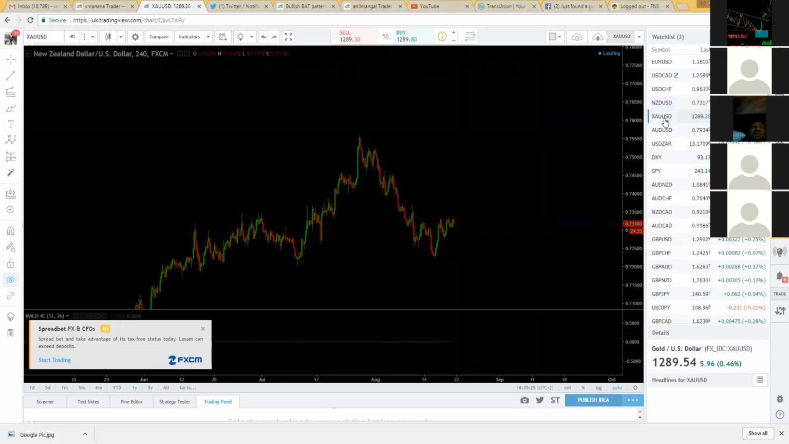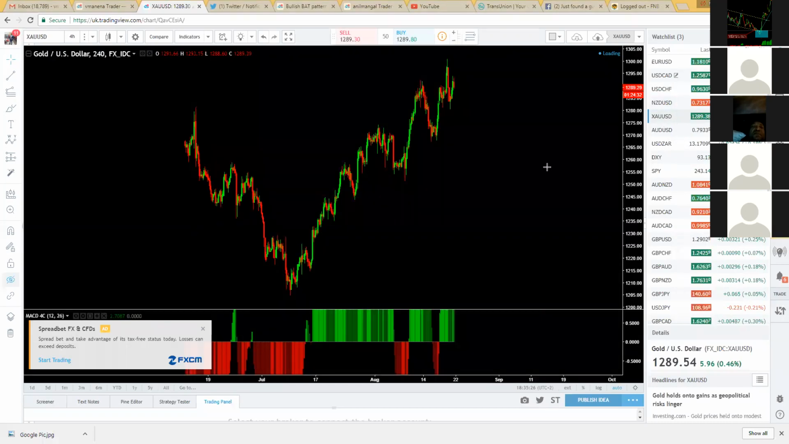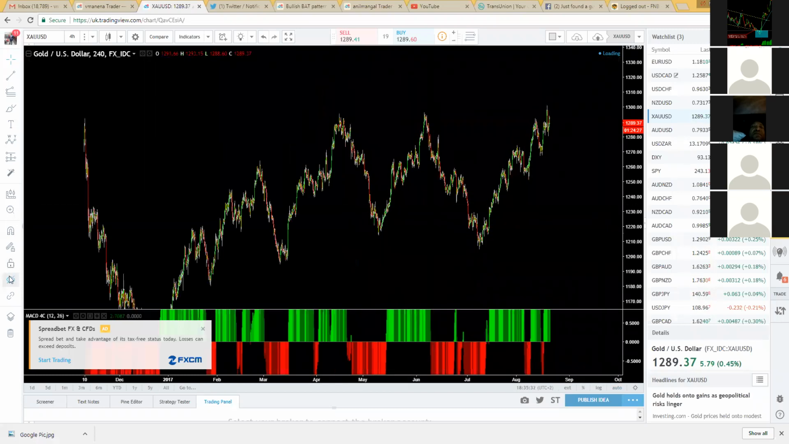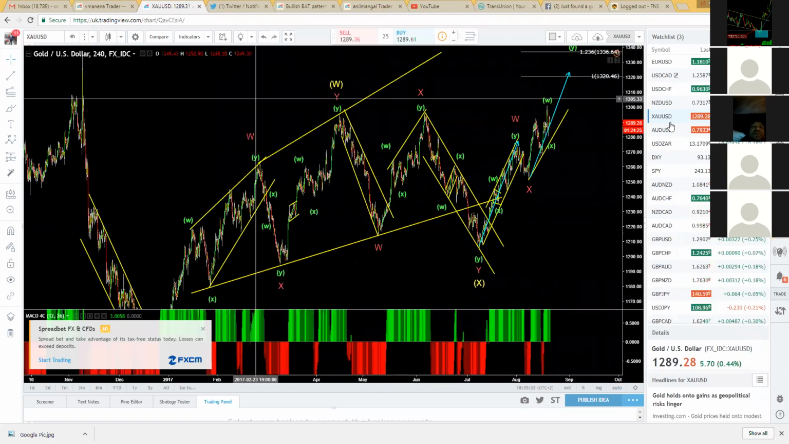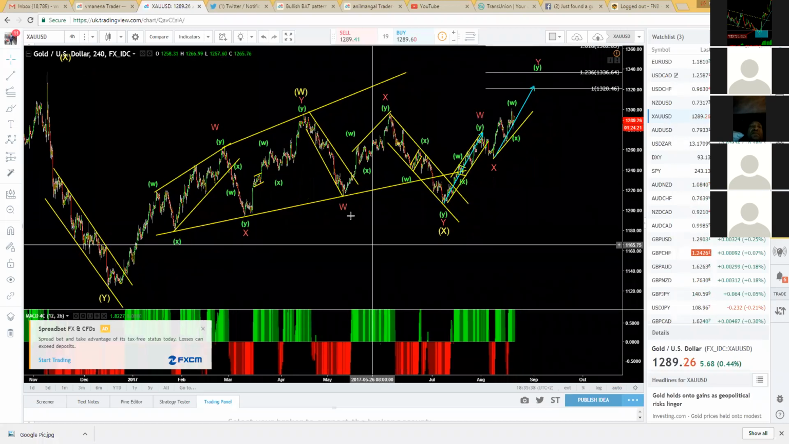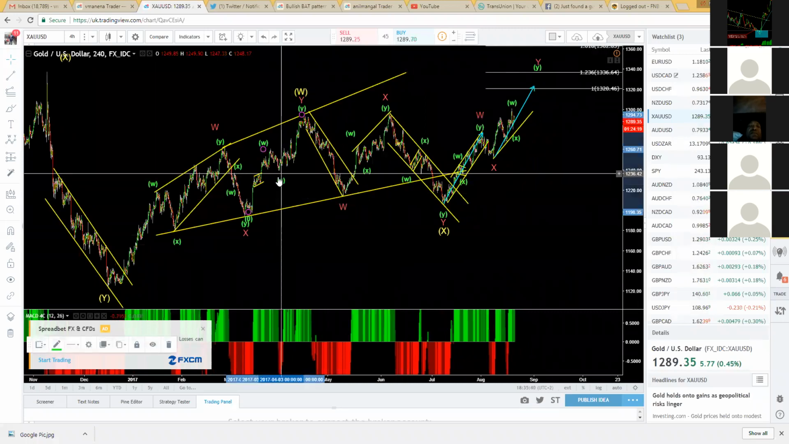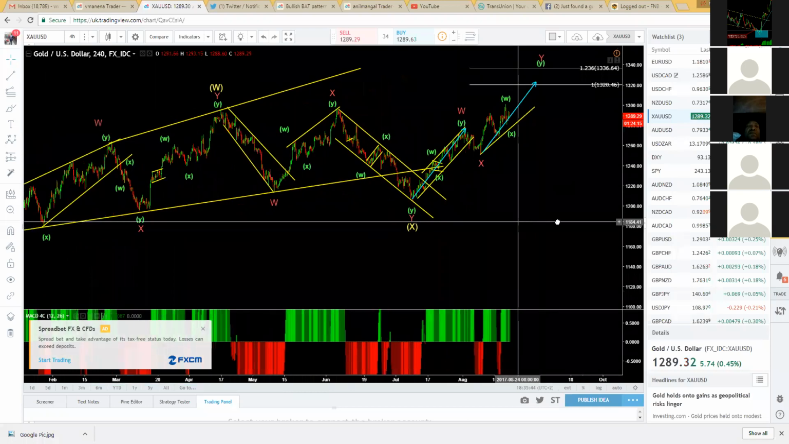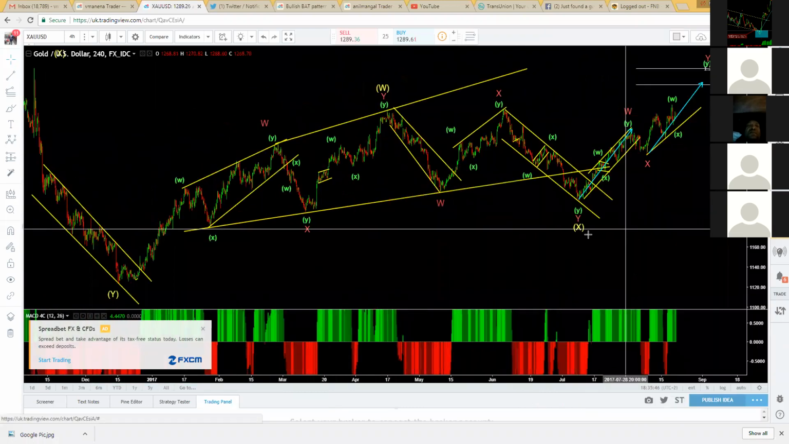Gold. Bring up the labelings. See, labelings in these wave counts are very confusing. It's easier to just get the patterns and be able to identify those patterns. Then you will understand Elliott wave. It's not about these letters that we put up on the chart.